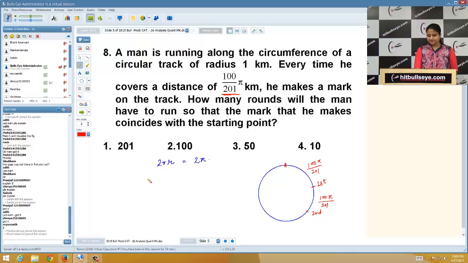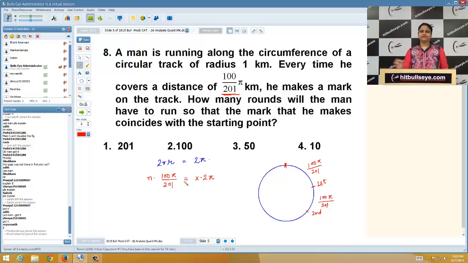Suppose we consider that after n markings, he is coming to the starting point. So it will be n into 100 pi divided by 201. That will be the total distance covered by the man. Now, what is the thing given? Radius is given as 1 kilometer. It means in one round he is covering 2 pi. And suppose after x rounds he is coming to the starting point so that the mark will coincide with the starting point. So let it be x into 2 pi, because he is taking x rounds.